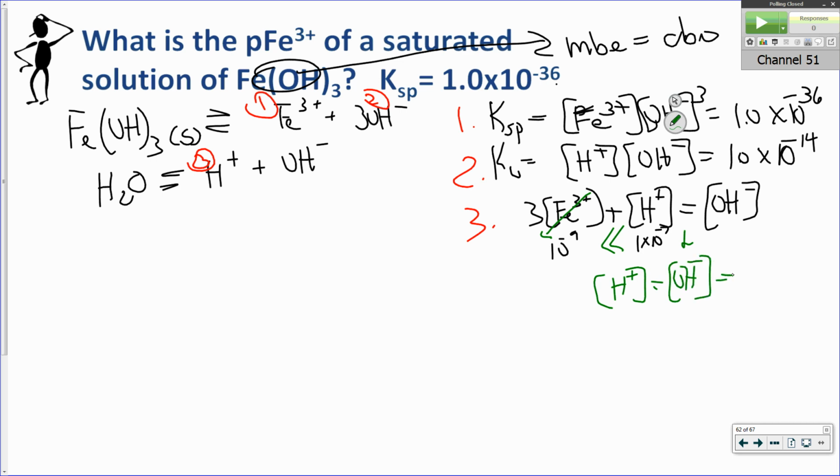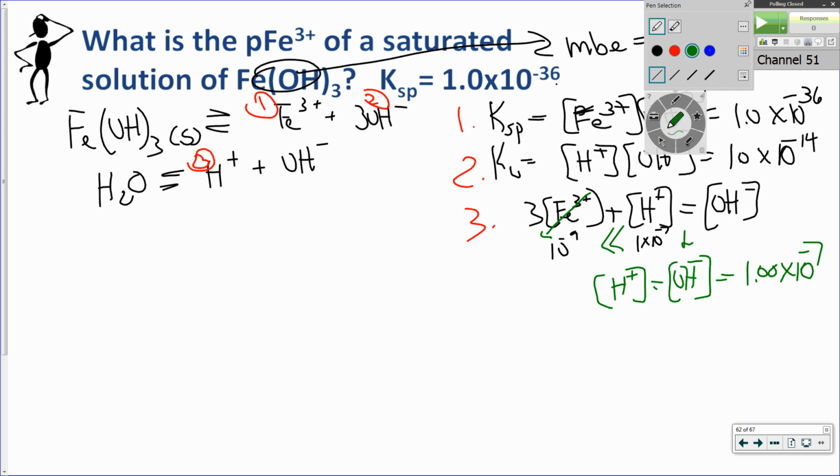And that only happens at one time. I could plug that into KSP and solve that, but I expect it. That's pH 7 at 1 times 10 to the minus 7. All right, so now I'm going to check that and see if that's a valid thing to have done, because at that point that's solving my unknowns for me.